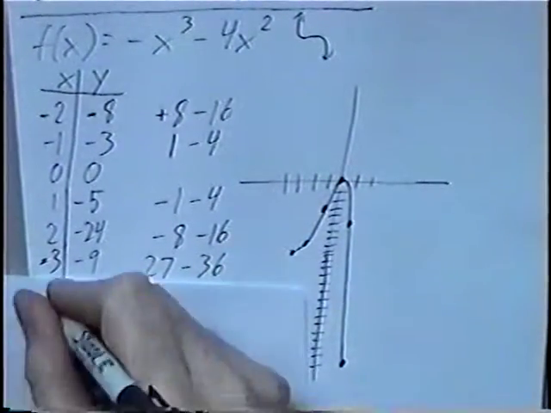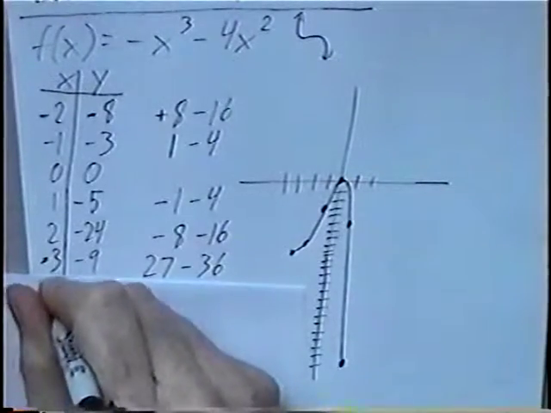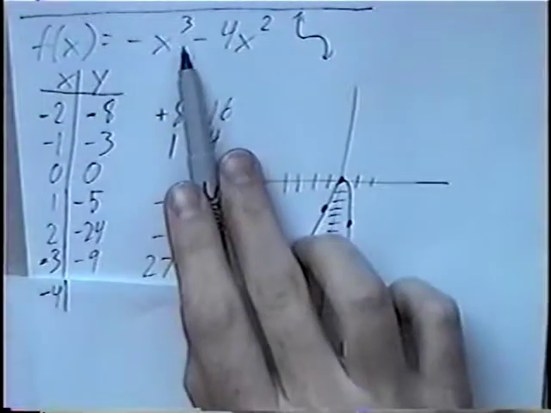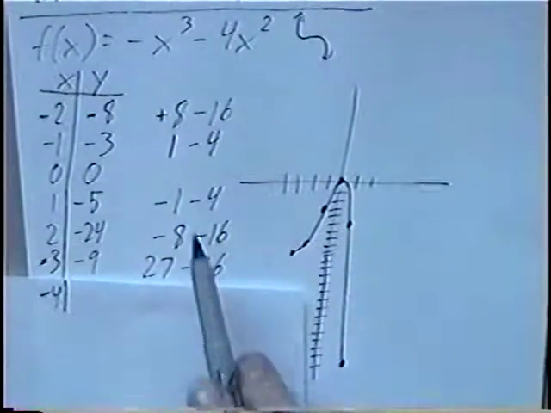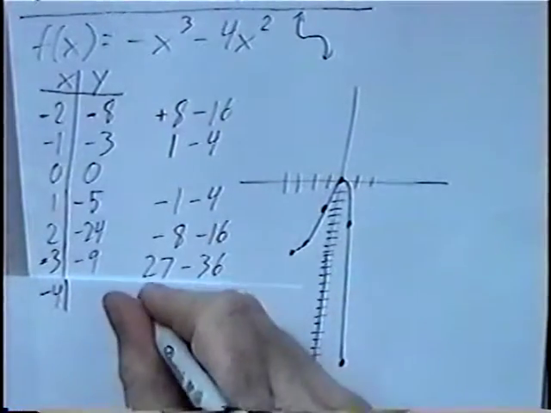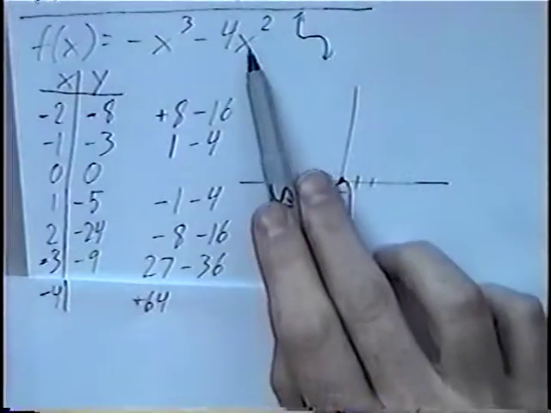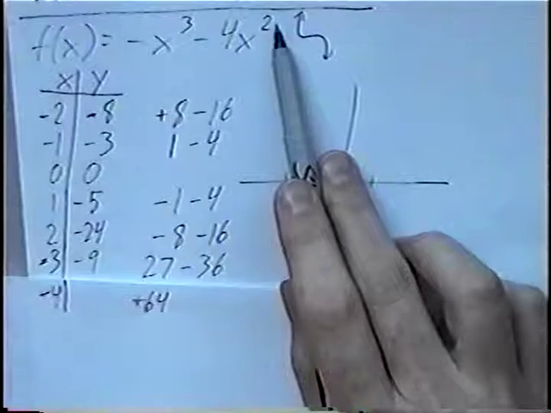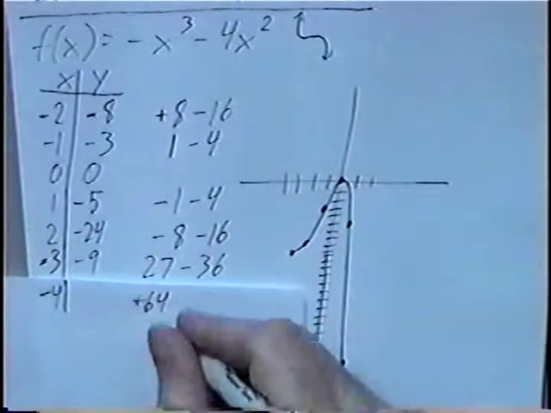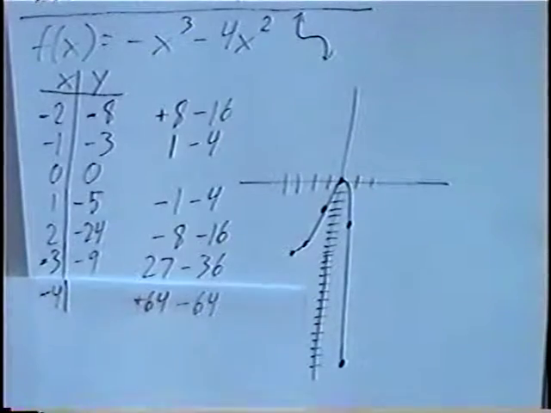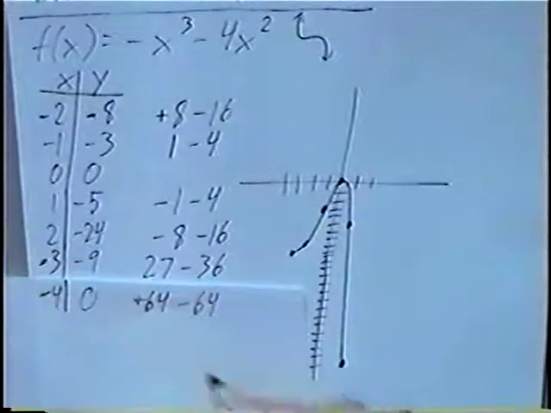Plugging the next point in, negative 4. We'll have negative 4 cubed, which would be negative 64. The negative outside makes it a positive 64. And negative 4 to the second power would be 16. 16 times a negative 4 would be negative 64. So we'll have 64 minus 64, which will be 0.